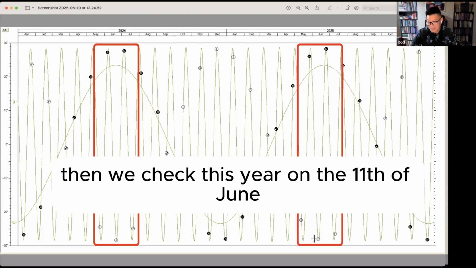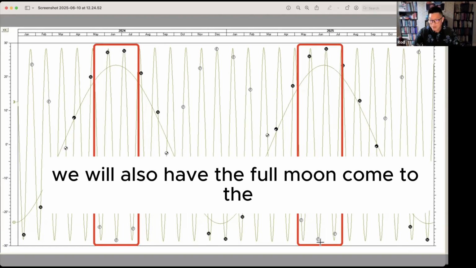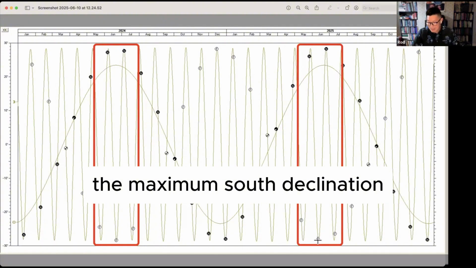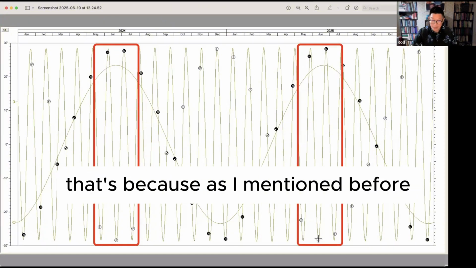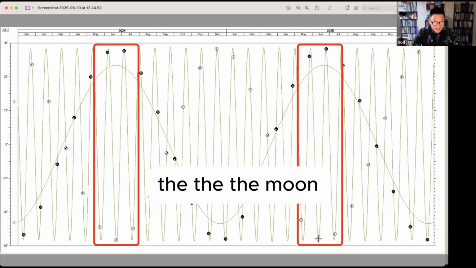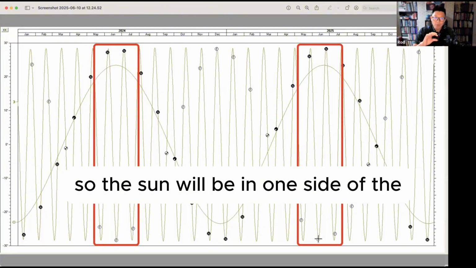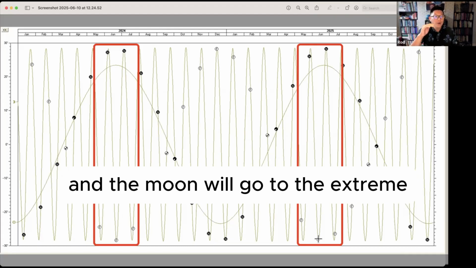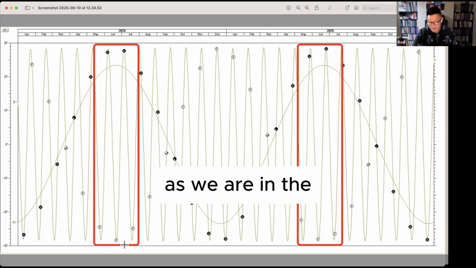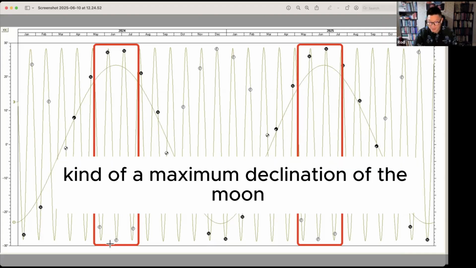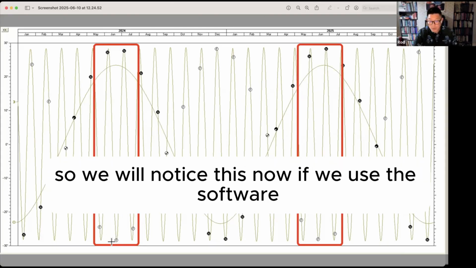Then we check this year on the 11th of June. We will also have the full moon come to the maximum south declination. That's also 28 degrees. That's because, as I mentioned before, when the sun is at the end of Gemini or Cancer, the moon will come to Capricorn. So the sun will be on one side of the higher declination, and then the moon will go to the extreme, as we are at a maximum declination of the moon at this moment, and the moon is out of bounds.